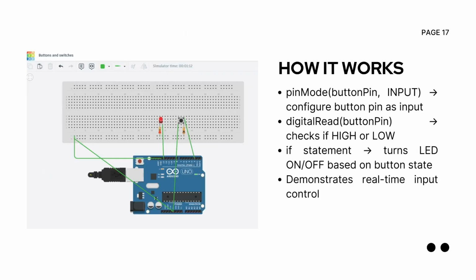How it works. The program constantly checks the button. The pull down resistor ensures the input is low when not pressed. So the LED only lights up when the button is pressed. It demonstrates real time input control.